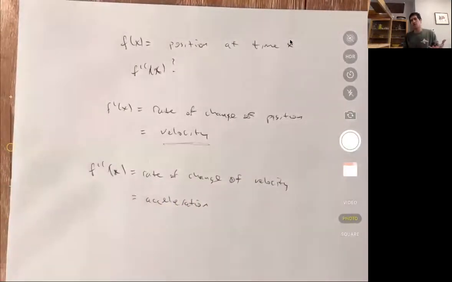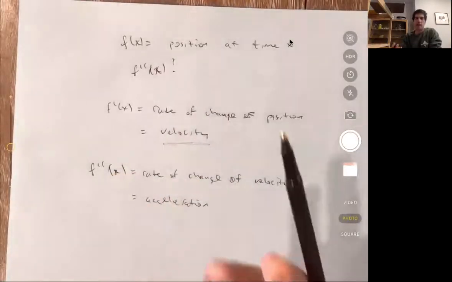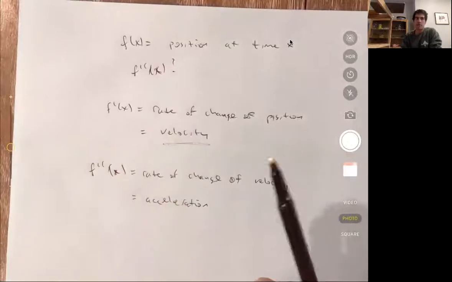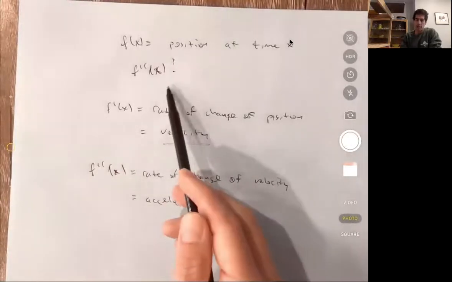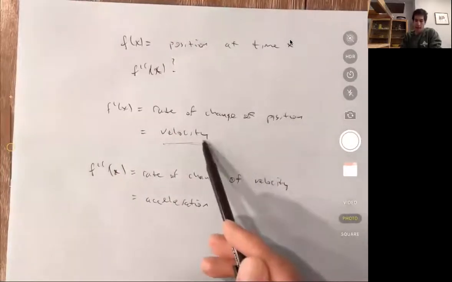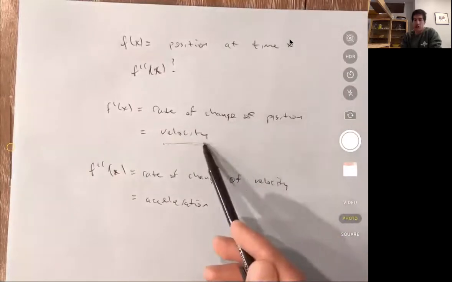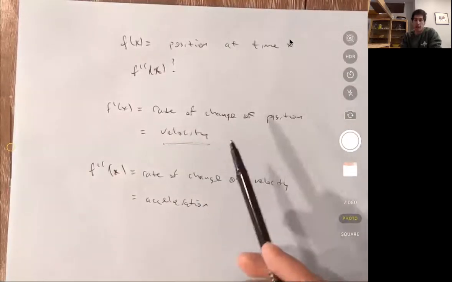You can do this if your function is measuring something else besides position. If you're asked what the second derivative is measuring, instead of doing it in one step, I would say ask yourself, what is the first derivative measuring? Write that down. And then ask yourself, well, the second derivative is the derivative of that. So what is the rate of change of this new function? And what does that measure?